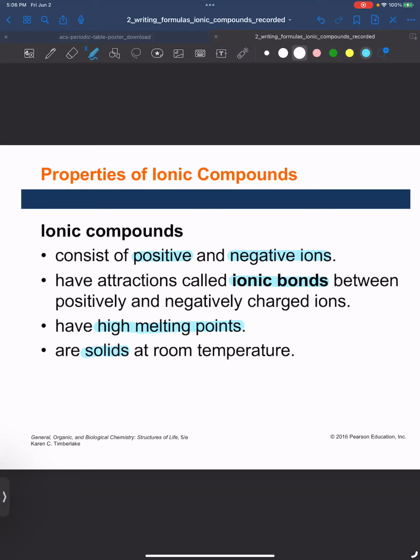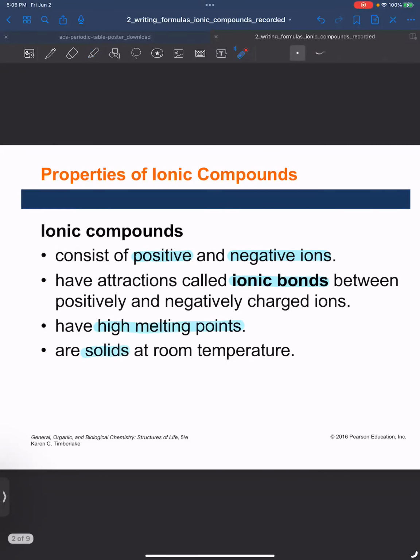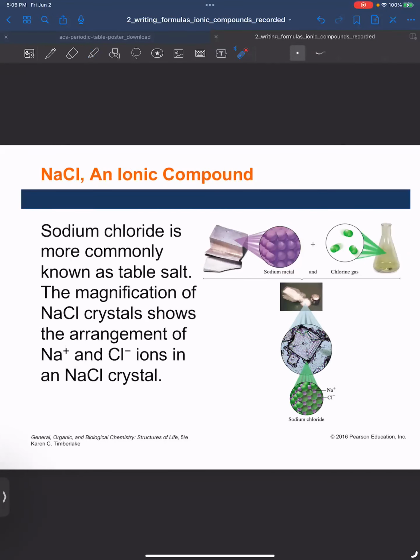Like you saw on the previous slide, sodium chloride is a solid crystalline structure. Sodium chloride is known as table salt, and the magnification of sodium chloride crystals shows the arrangement of the sodium and chloride ions in that crystal. And you can see that they're alternating.